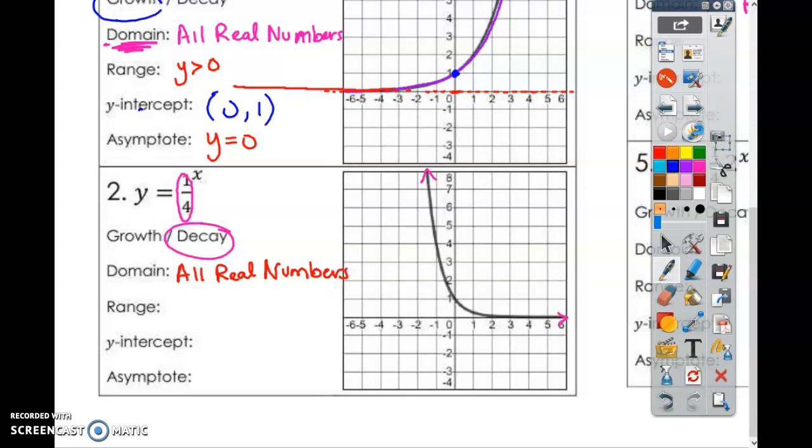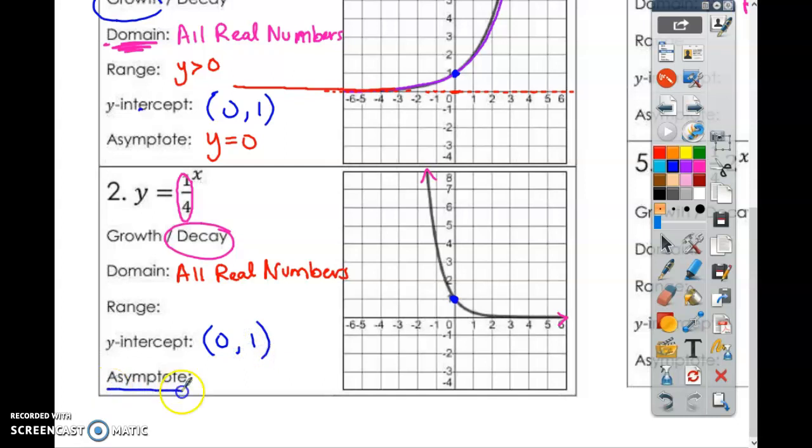Okay, so what is the y-intercept for this one, for problem number 2? The y-intercept. So I'm looking on the y-axis, right? It's where it crosses the y-axis, and it's at 1. So my y-intercept is at (0, 1).